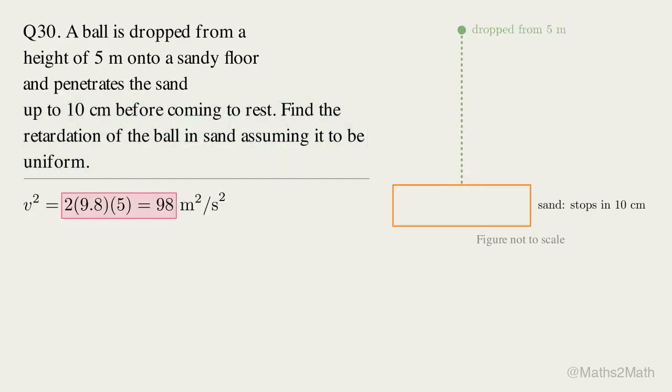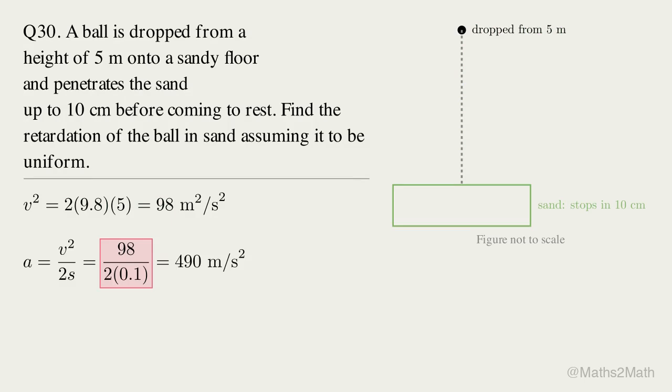V squared is 2 times 9.8 times 5, which is 98. Inside the sand, that 98 must vanish in 0.1 meters. A equals 98 over 0.2, which is 490 meters per second squared.